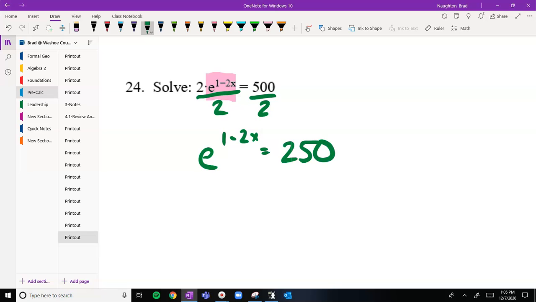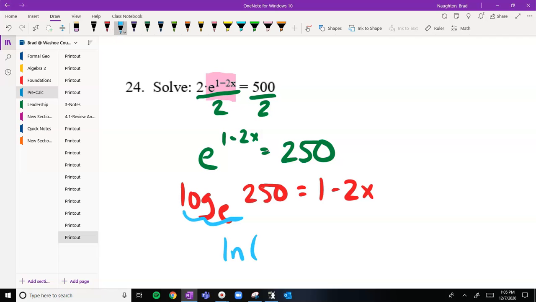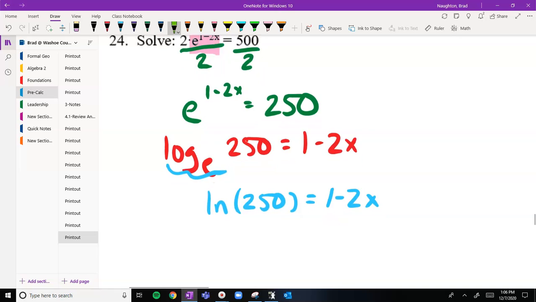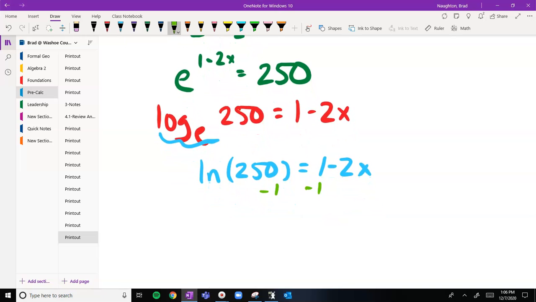Now, since this is e and this is a 250, we're not going to make them a common base or use the common base solving technique like we did on 23. So I'm just going to take the log base e of 250 is equal to 1 minus 2x. And log base e is the same thing as the natural log. So ln of 250 is equal to 1 minus 2x. So then I would say, okay, minus 1. So we have ln of 250 minus 1 is equal to a negative 2x.